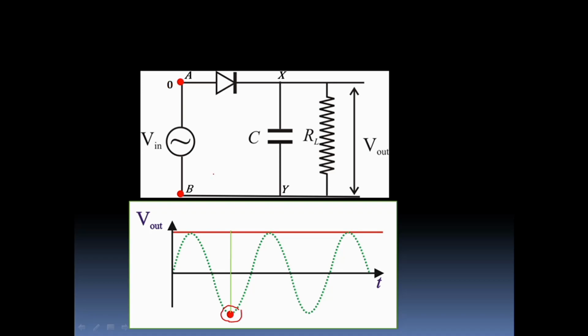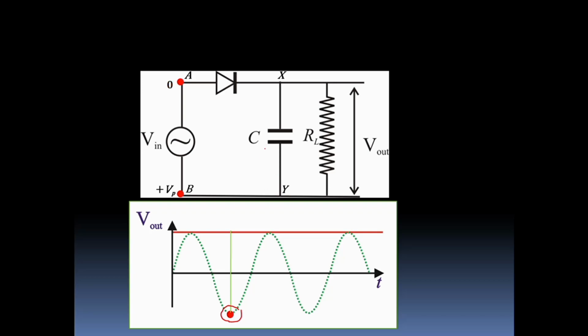Now at this moment B is at the higher potential with respect to A. Now if we assume that A's potential is 0 at this moment, then B's potential will be plus VP. Understand this clearly. B's potential with respect to A is plus VP. And then B and Y must have the same potential. Therefore, Y's potential also must be plus VP.